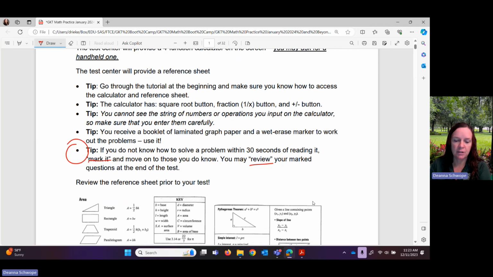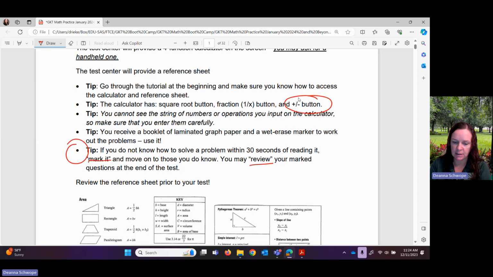Another tip, you do have a calculator. Mine, when I took the test, had a square root button, which was helpful, and a fraction button. Most helpful was a plus minus button, so you don't have to memorize integer rules for adding, subtracting, multiplying, dividing, fractions, decimals, things like that, of positive and negative.